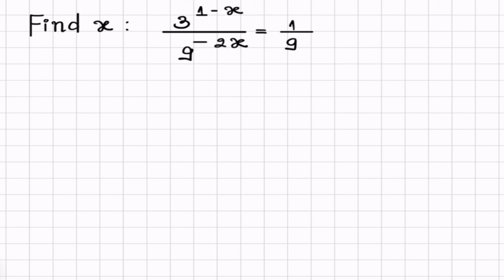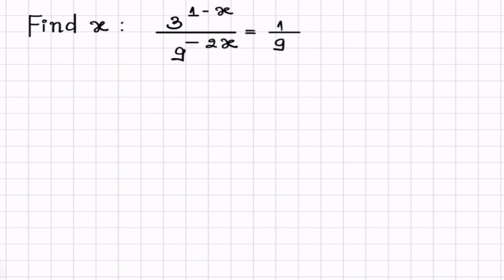So we have 3 raised to the power of 1 minus x over 9 raised to the power of minus 2x equal to 1 over 9. Okay, so let's solve it.